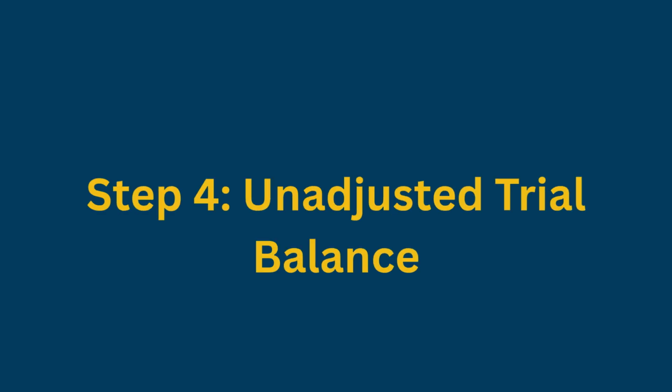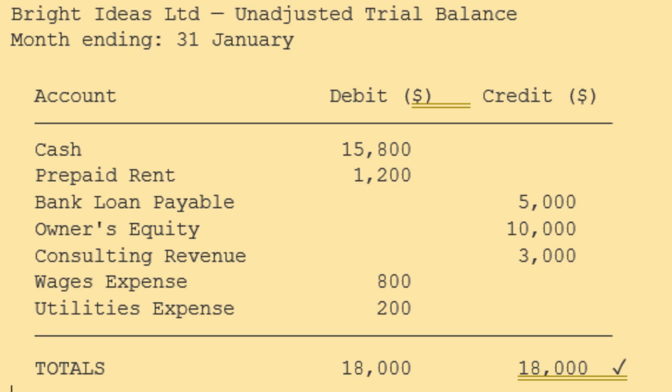Step 4, Unadjusted Trial Balance. What is a trial balance? Step 4 is to prepare what is called a trial balance. A trial balance is a list of every account in the general ledger alongside its current balance, either a debit balance or a credit balance. It is basically a summary of the entire ledger on a single page.